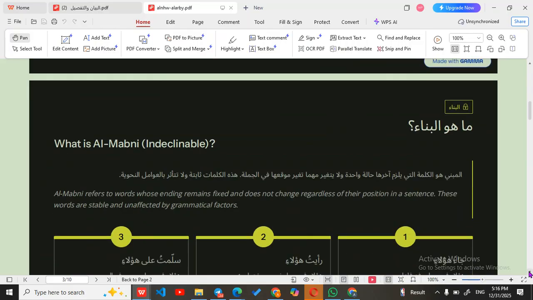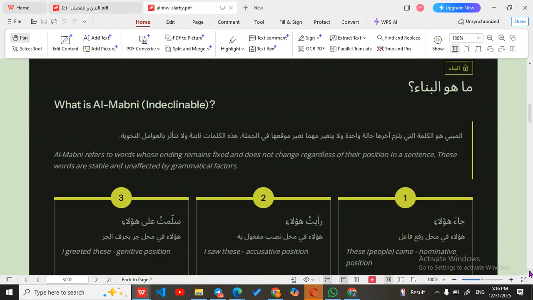The second one here is called al-bina', or you call it al-mabni. Al-bina' is called indeclinable in English. Now, al-mabniyu huwa al-kalimatu allati yalzamu akhiruha halatan wahidatan wala yatagayyaru ma'a ma tagayyara mawqi'uha fil jumla. فهذه الكلمات الثابتة ولا تتأثر بالعوامل النحوية. Mabni refers to words whose ending remains fixed and does not change regardless of their position in a sentence. These words are stable and unaffected by any grammatical factors.